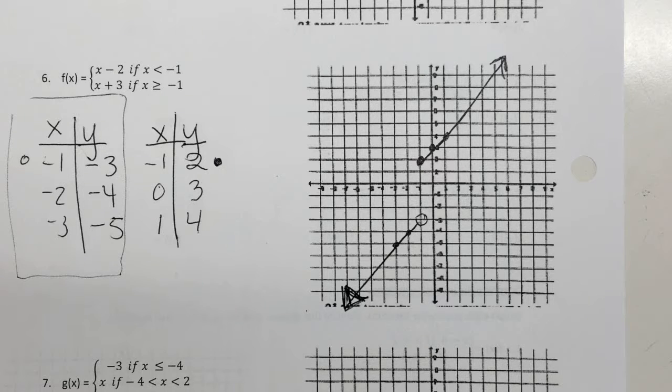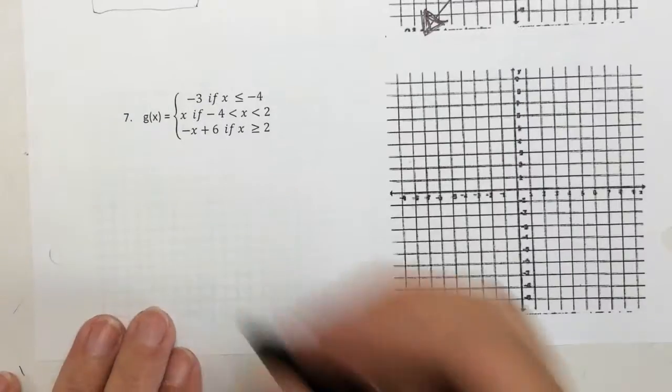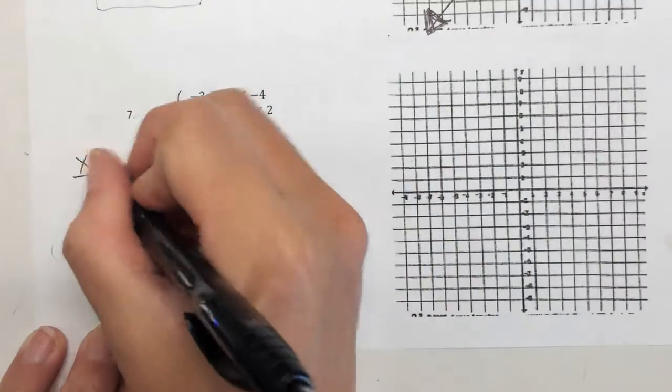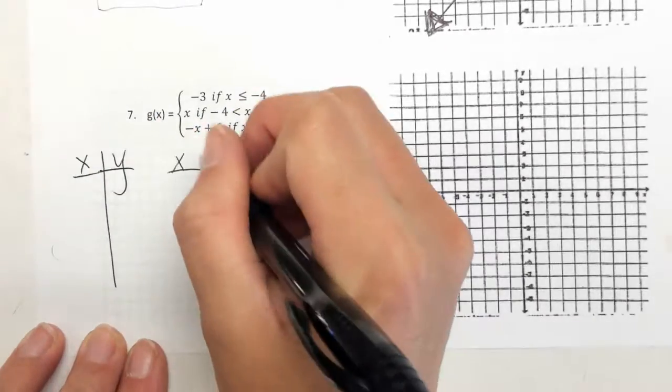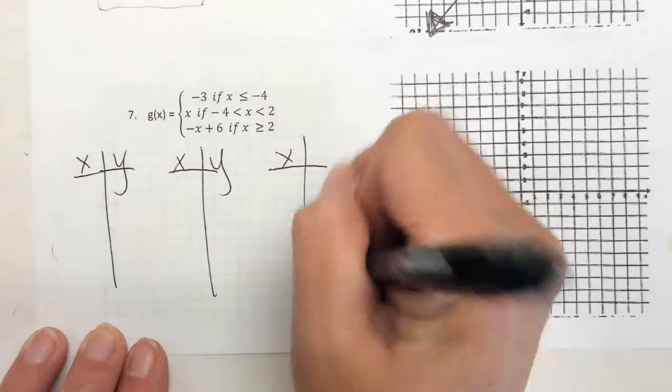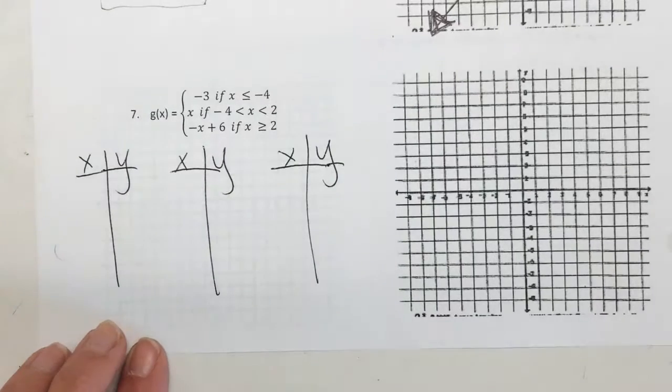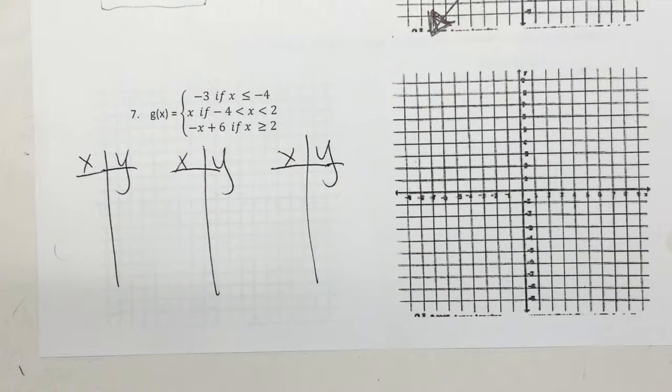We're going to do the second one together. So go ahead and make how many charts for this one? 3. 3, because there's 3 pieces. Good. We're going to worry about graphing them first, then we'll worry about them in range.